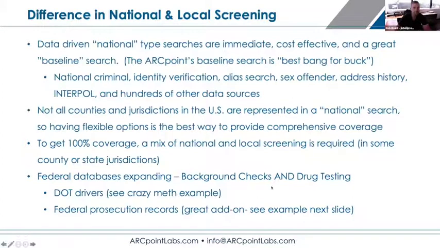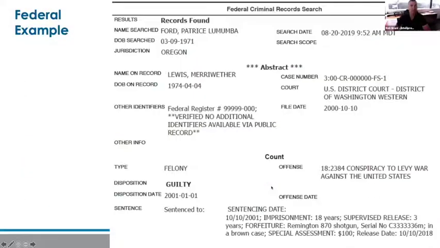I had a crazy meth example, but we don't have it loaded into the PowerPoint right now. Let's see. Okay, so here is a federal criminal one. And this actually just came through the other day. In fact, I think they printed it off for me yesterday. But if you look here, this is what I love. All this information's been changed, by the way. The name's been changed, the date of birth. There's no way that you can back your way into this and find out who it is.